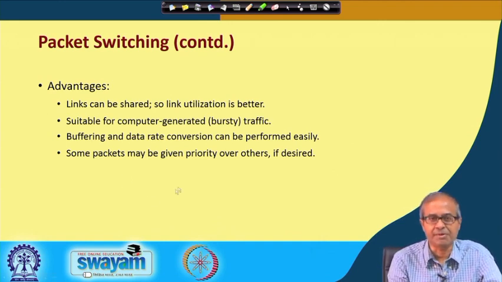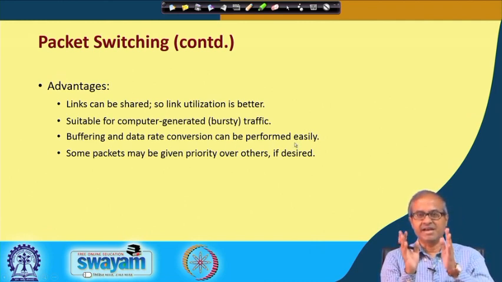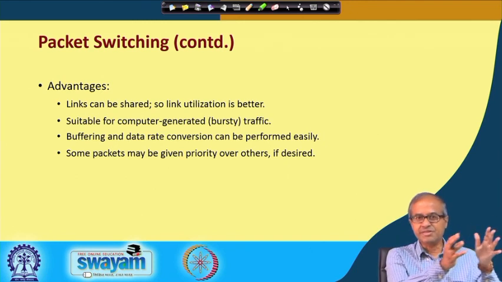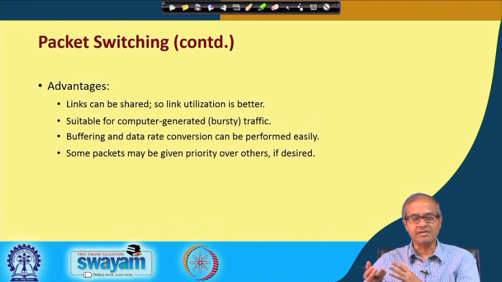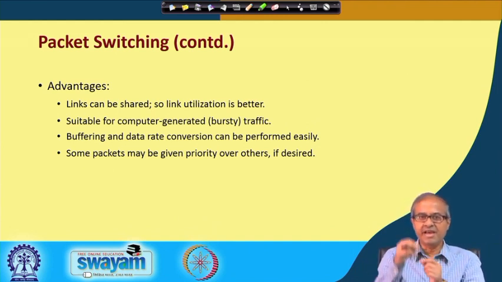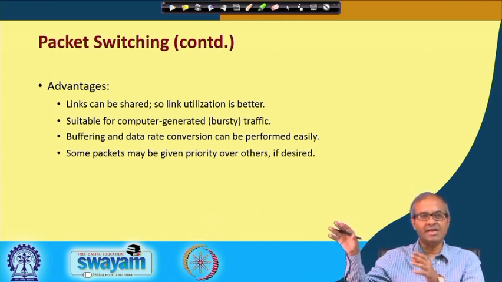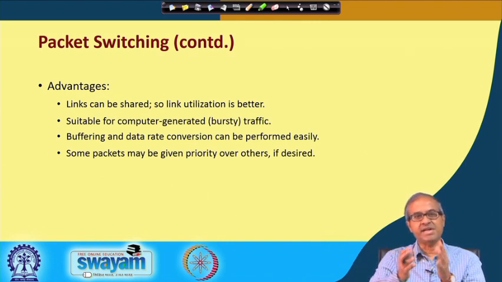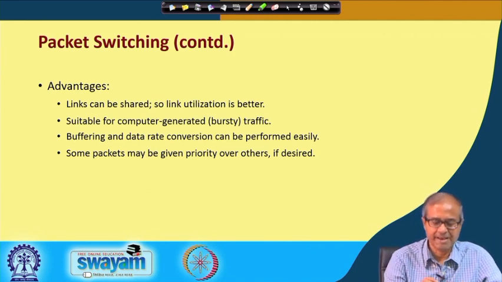And because of the buffer you are using, buffering and data rate conversion can be performed easily. The idea is as follows: suppose the incoming link is faster and the outgoing link is slower. I can collect my packets at a faster rate, store them in a buffer, and then slowly send them to the outgoing link, which has a slower data rate. So, I can do this kind of data rate conversion using this store and forward concept.